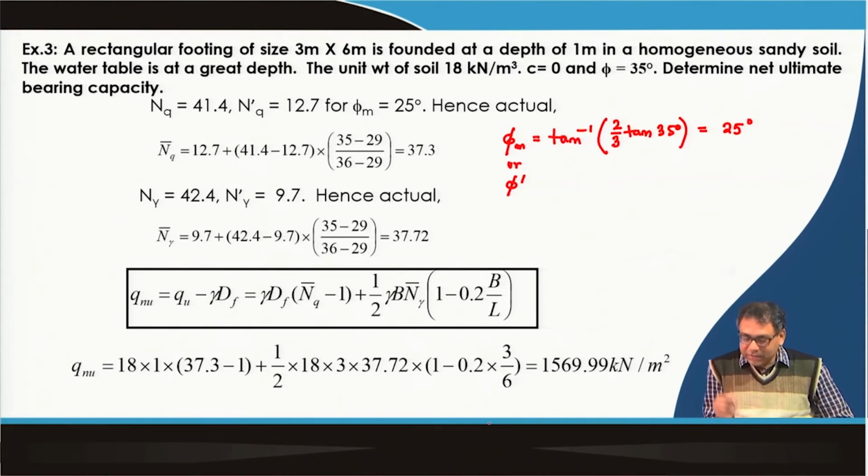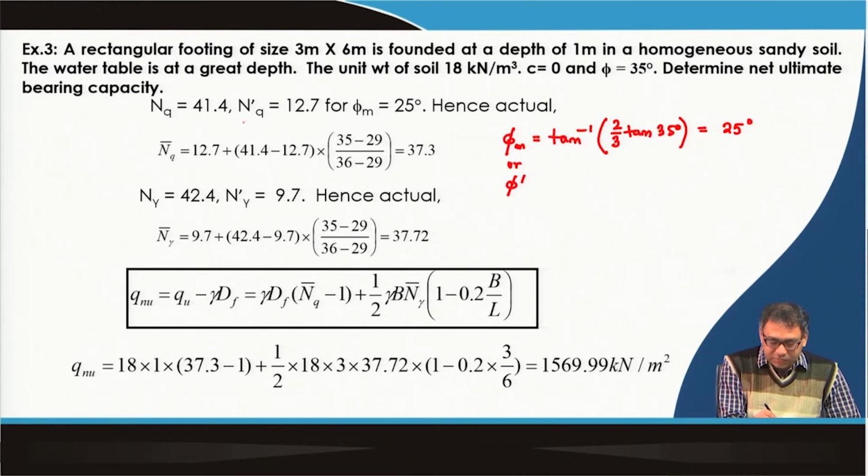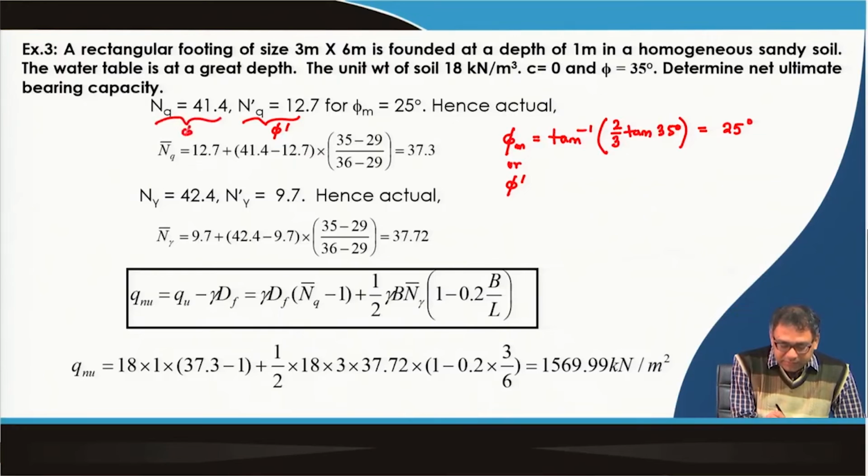So, what we will do? We will calculate the bearing capacity factor corresponding to phi m equal to 25 degree. So, that is the local shear failure consideration. So, that value is NQ is 41.4, NQ gamma, that means the local shear. So, this is corresponding to your phi m, which is phi dash, okay, and this is corresponding to phi.